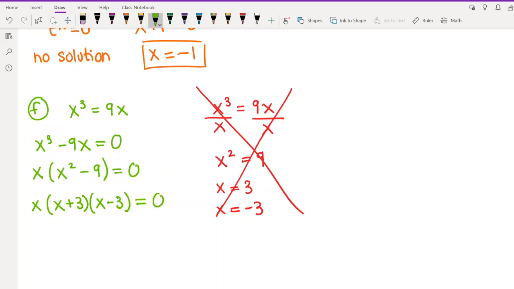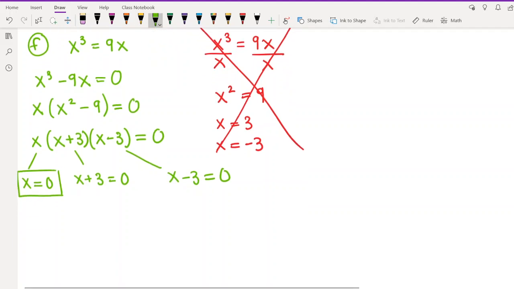So this gives us three options. x is equal to 0, x plus 3 is equal to 0, or x minus 3 is equal to 0. And so we have one solution already: x is equal to 0. Another solution would be x is equal to negative 3. And the third solution would be x is equal to positive 3.